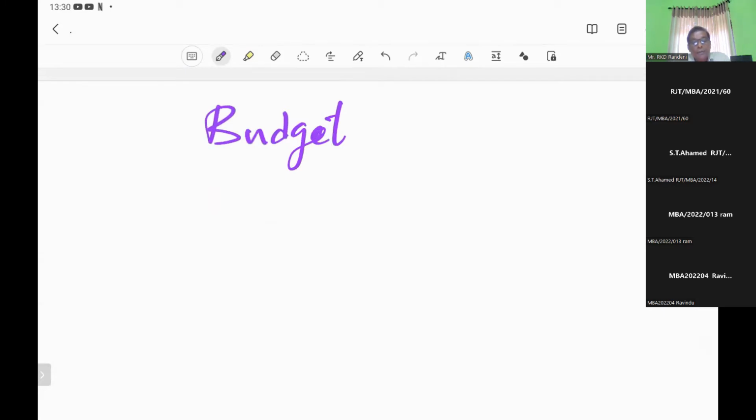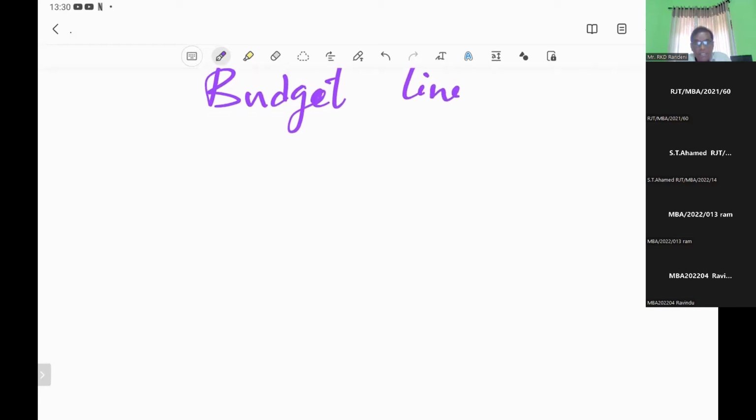So before we discuss the consumer equilibrium and the indifference curve analysis, we have to derive the budget line. Otherwise, we can't discuss the equilibrium level under the indifference curve. So then, what is the budget line?